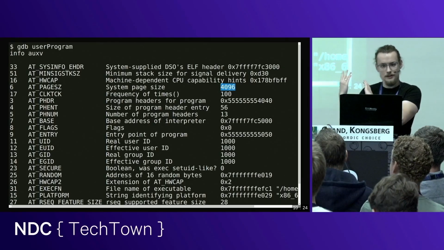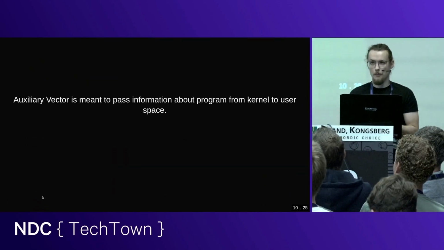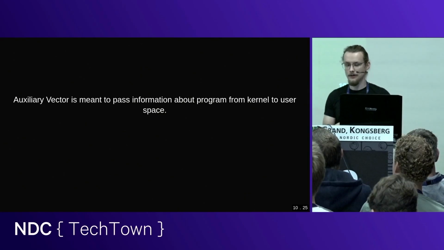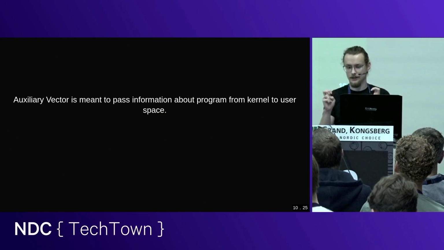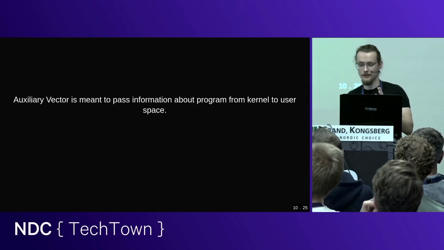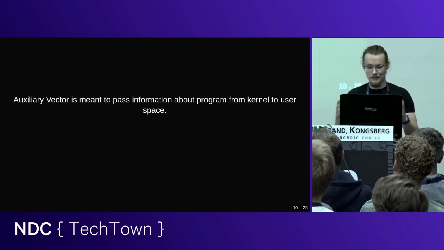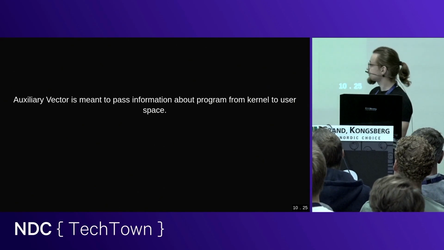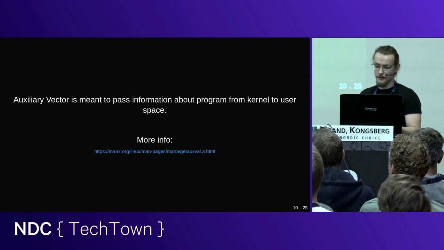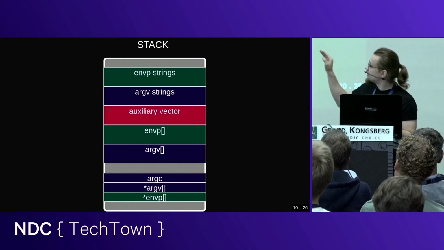So why is it loaded into my program when I start it? The auxiliary vector is just meant to pass information from kernel space to user space. Initially, it was introduced to pass information to the dynamic linker, the interpreter. But now it's more used just to pass any information from the kernel to the application. So it's like preparing the space for the application, and if the application needs to know about the page size or something, it can get this information from the auxiliary vector. And here you can read more about it. So the auxiliary vector is just behind the envp.